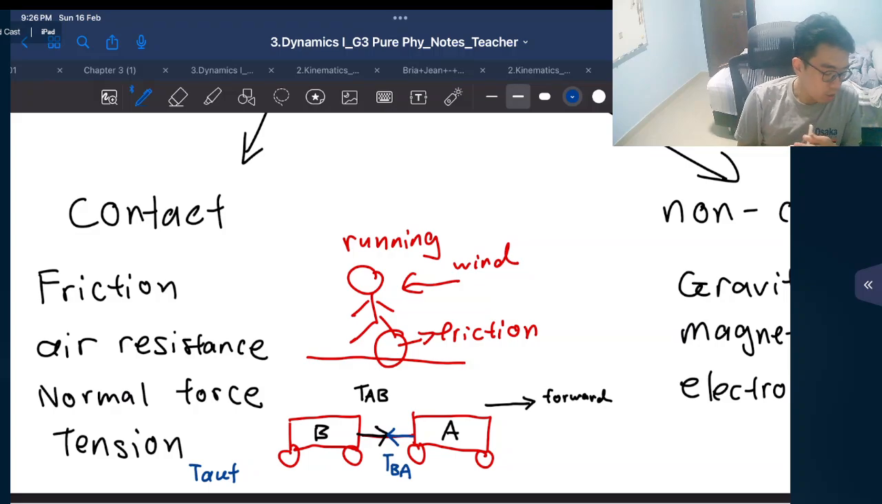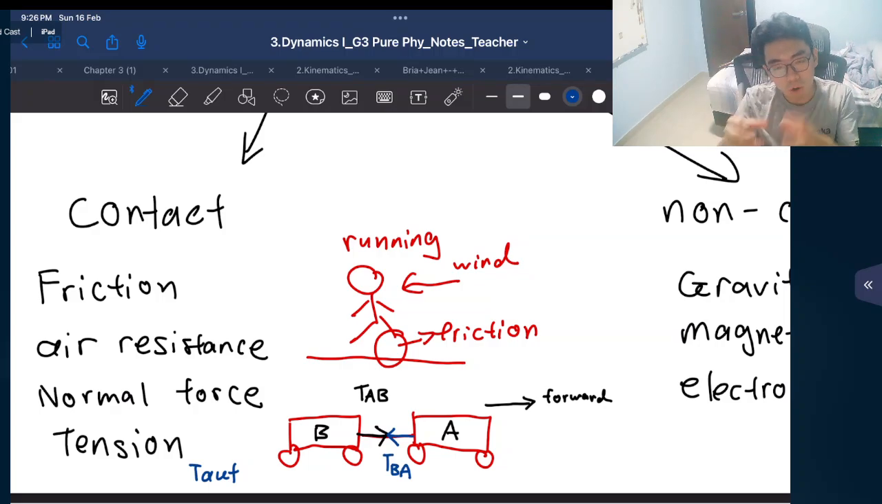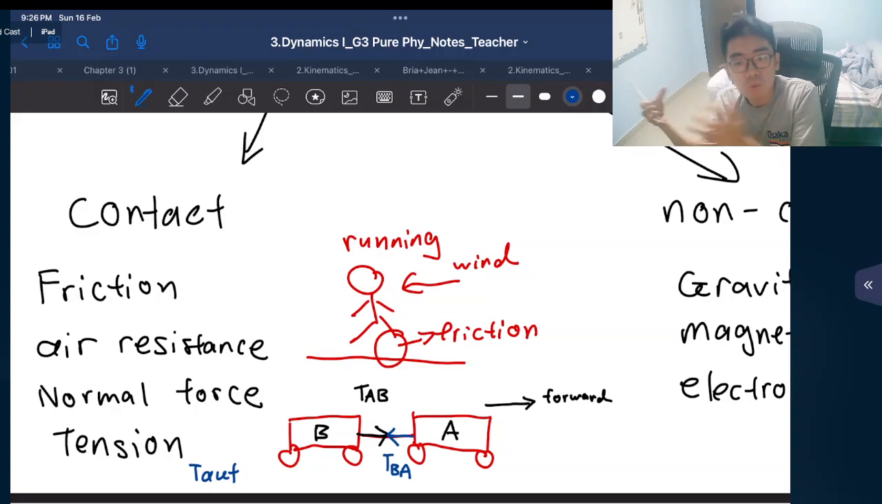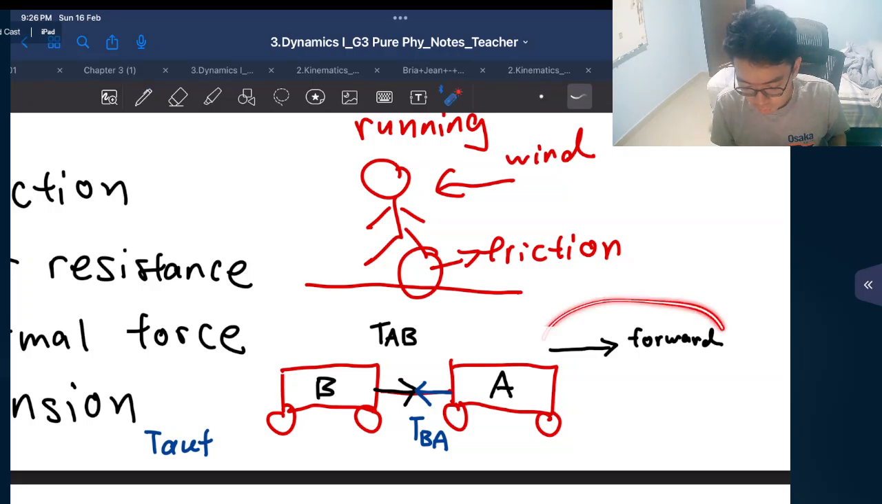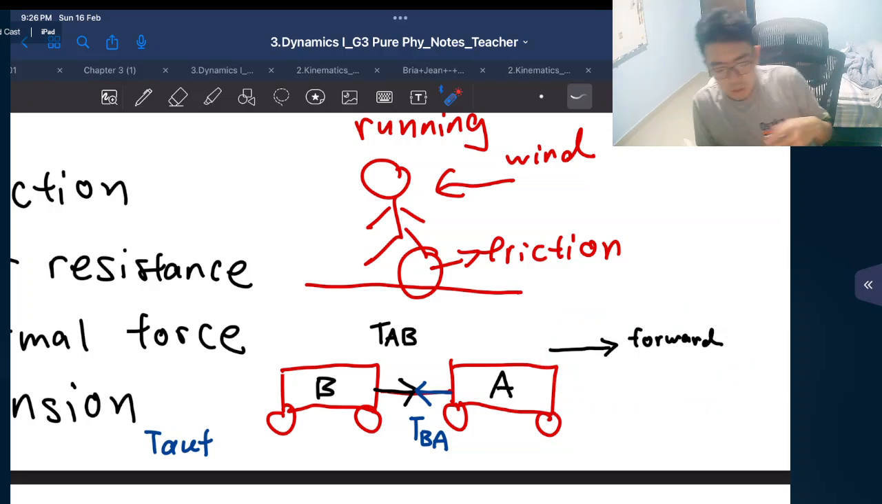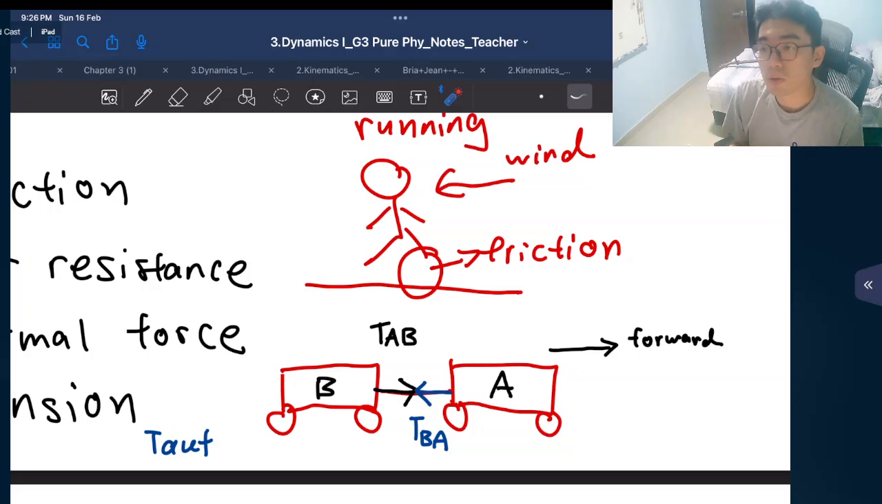In ancient times, when you want to transport things from one place to another, you use horse carriages. Then you have the horse, and the horse will pull the carriage, so what happens is you are moving forward. Body A will pull B. So body A exerts a pulling force on B.